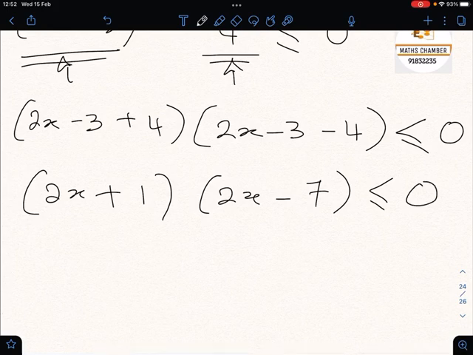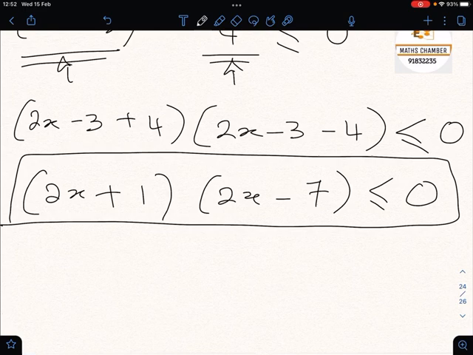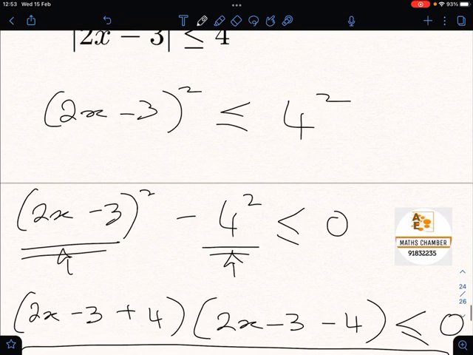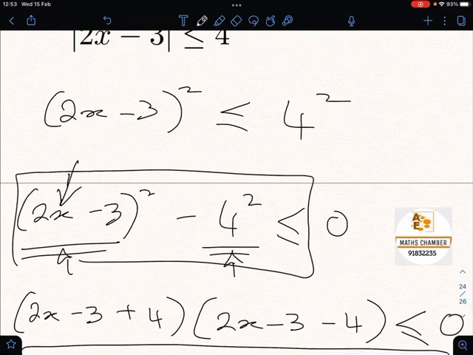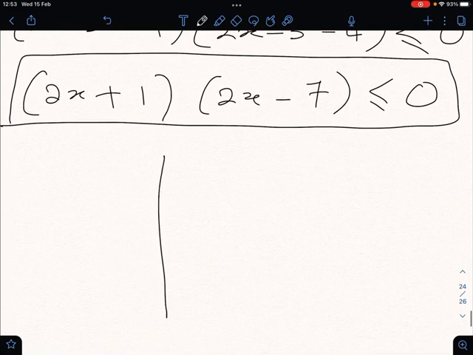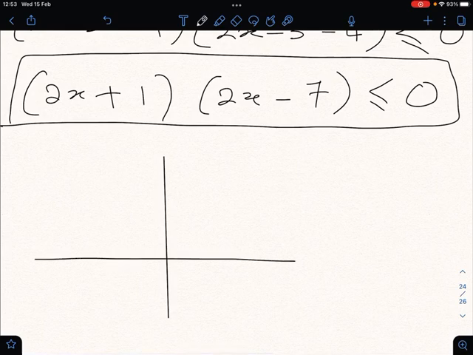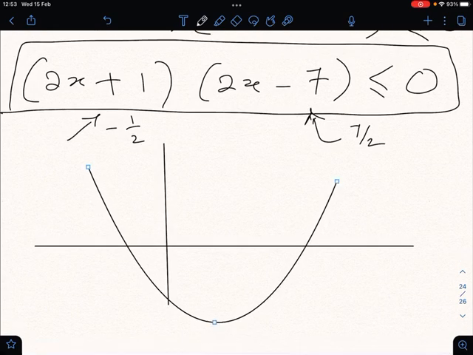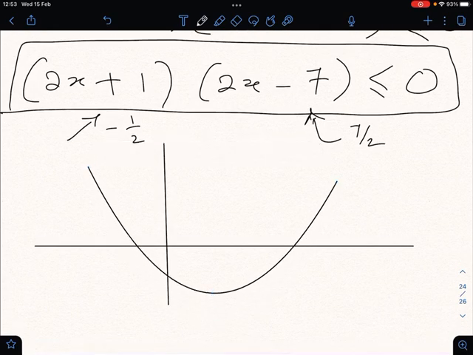From here we know that we're going to sketch the quadratic function. The coefficient of the x squared term is positive, therefore it's going to give you a minimum curve. The roots we get are positive 7 over 2 and negative half. So from there we're going to have a sketch of the quadratic function here. Push it up a bit, make it nice, and this will be your x-axis, which is 0.